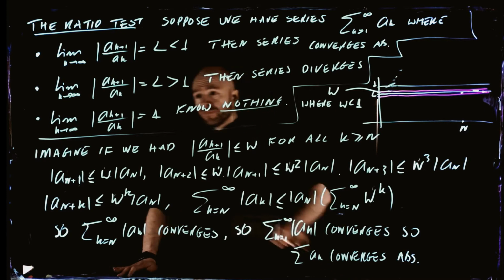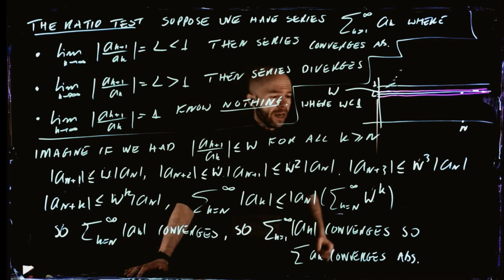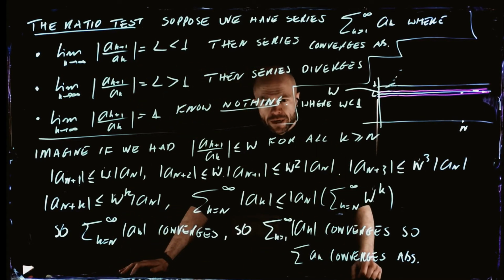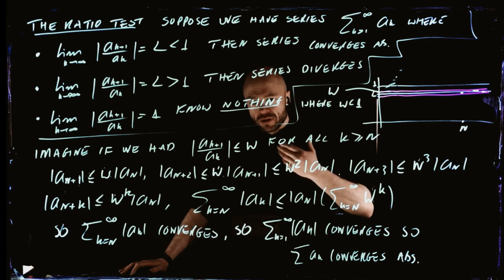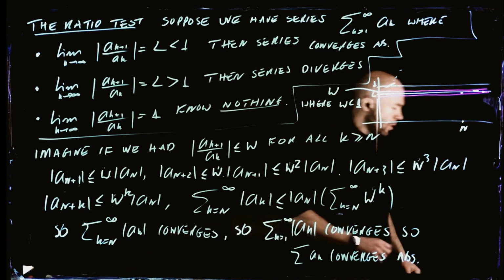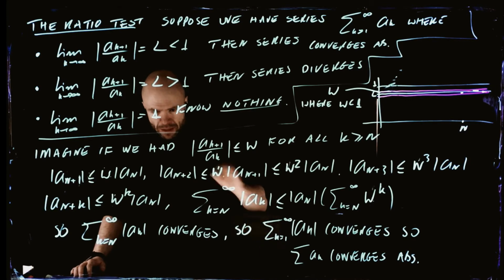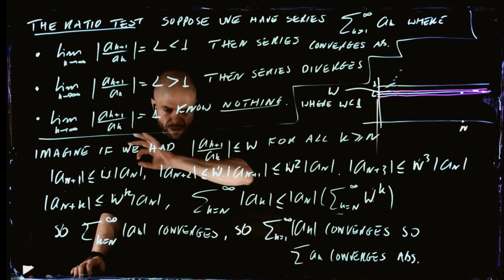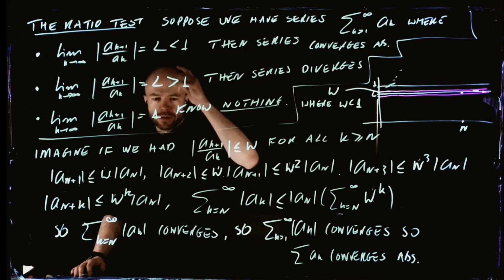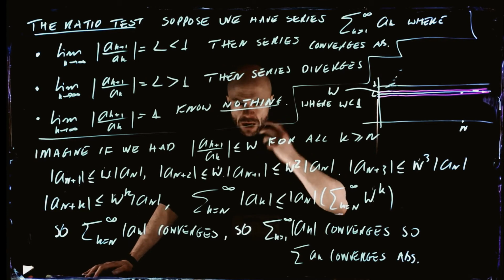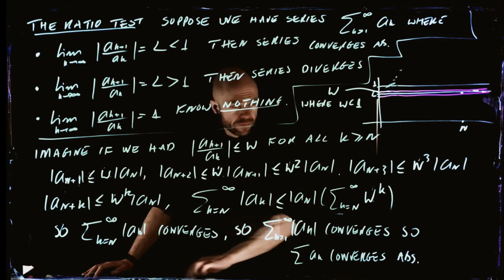Cool. All right. Look at the second thing that we claim. If the limit L is bigger than 1, then we say it diverges. We claim it diverges. Tell me why you believe that. Think about a sequence a_k where this is true. Visualize in your mind what the sequence would look like.